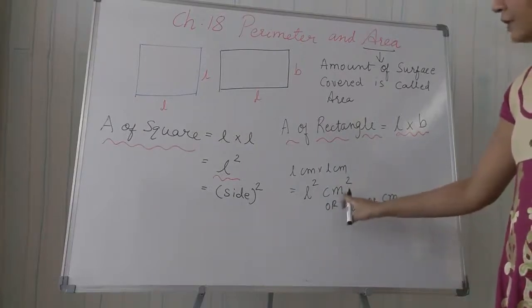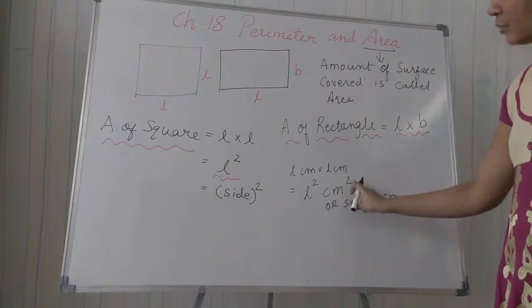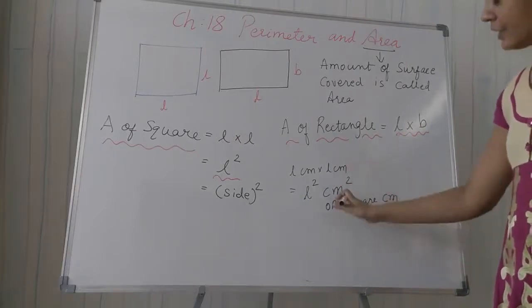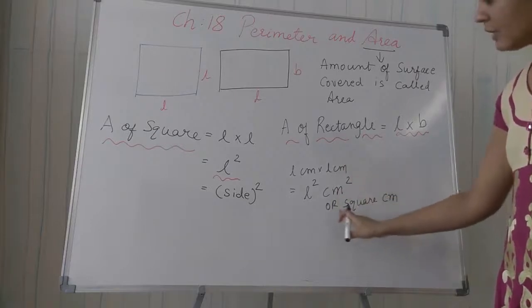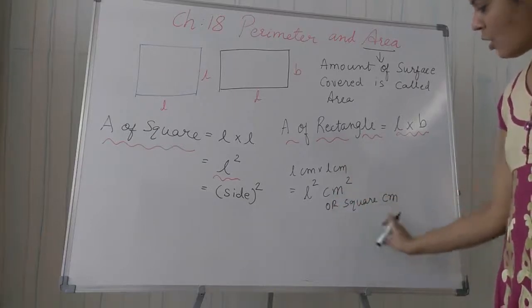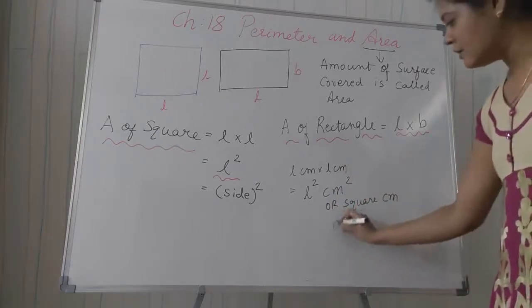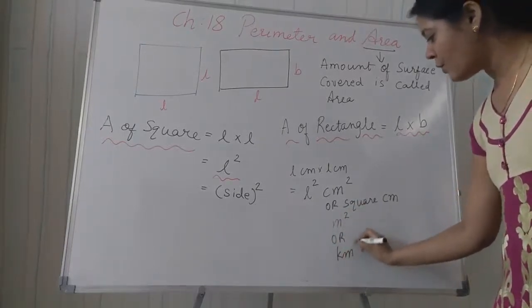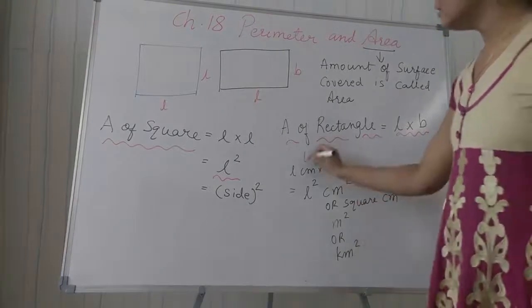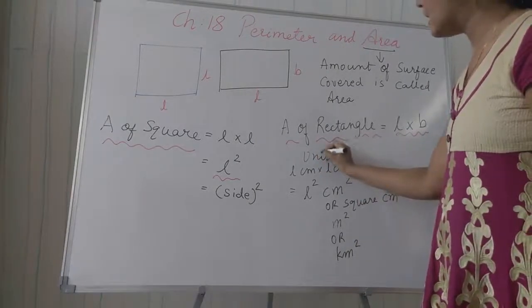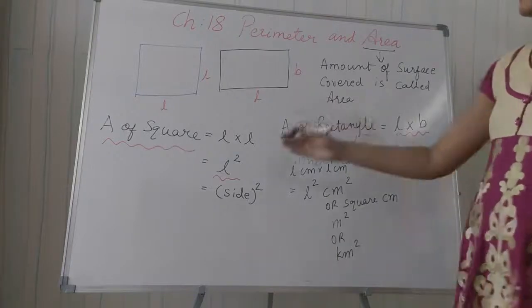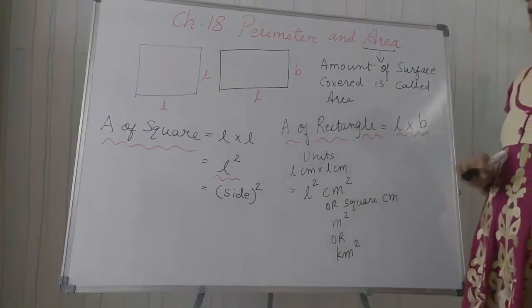Then if it is in meters, then it is said to be meter square or square meter. And if it is given in kilometer, then we can say kilometer square or square kilometer. These are the units of area of any figure. You see, it is either square or rectangle.